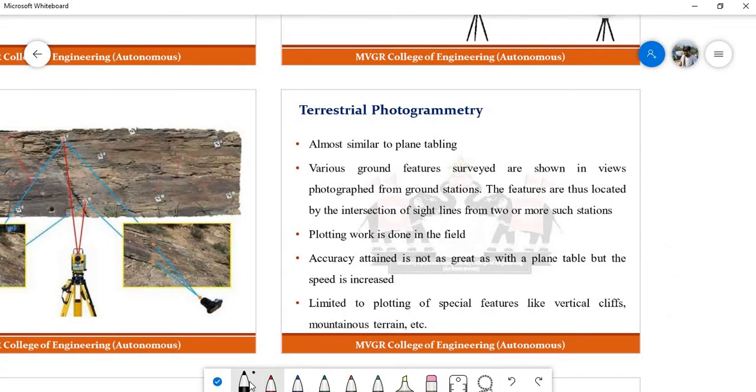Terrestrial photogrammetry is almost similar to plane tabling, but with the help of cameras we are taking photographs, and from that photograph we will get some information.